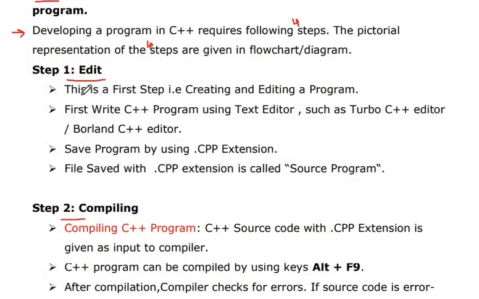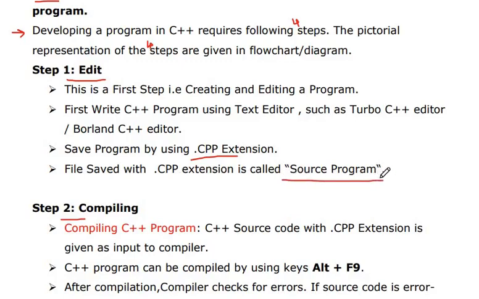Now first step, creating and editing a program. First we write a C++ program using a text editor such as the Turbo C++ editor or Borland C++ editor. Save the program by using the .cpp extension. The file saved with the .cpp extension is called the source program.